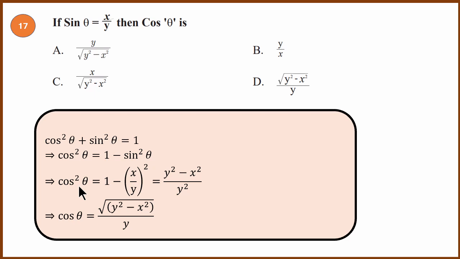ಇದನ್ನು square root ತೆಗೆದ್ರೆ ಏನು ಸಿಗುತ್ತೆ? If you take square root of this, square root of y square minus x square. ಇದನ್ನು simplify ಮಾಡೋಕ್ಕಾಗಲ್ಲ. You can't simplify this because this is not a perfect square. But the denominator's square root is y. Square root of y square is y. So cos theta is square root of y square minus x square by y.